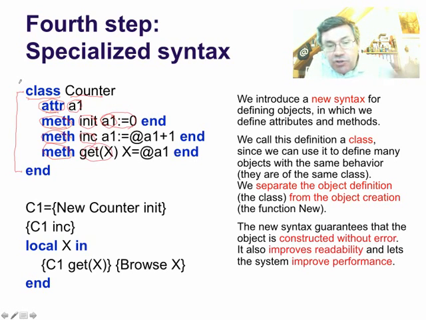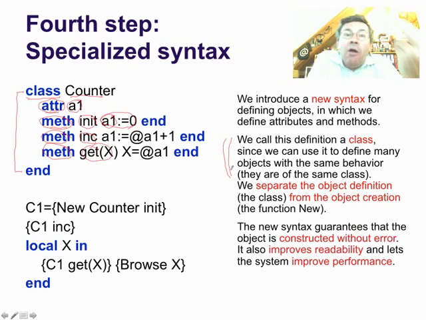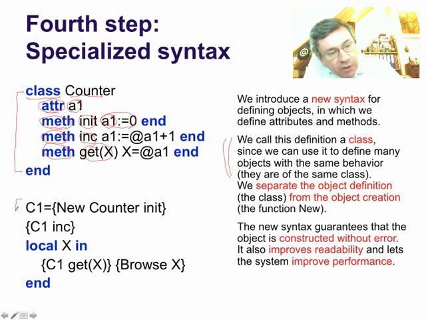Okay, so this definition is called a class, and the reason it's called a class is because we say that all the objects it creates have the same behavior, so they are of the same class. So it's reusing an everyday term. Notice that in this particular way we do it, the creation of the object is done independently of the creation of the class. We have a function called new, which when we give it the class as an argument, will create a new object of that class. So we have in fact separated the object definition from the object creation.